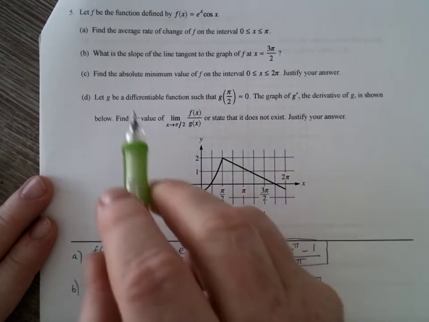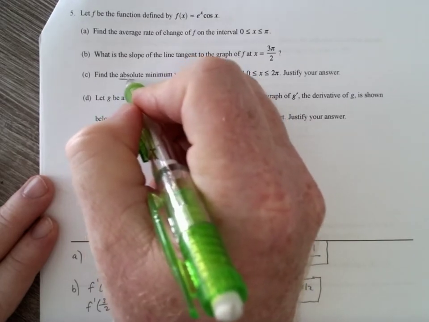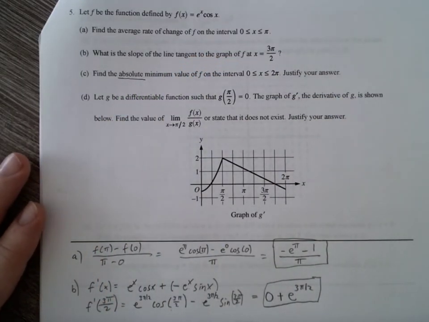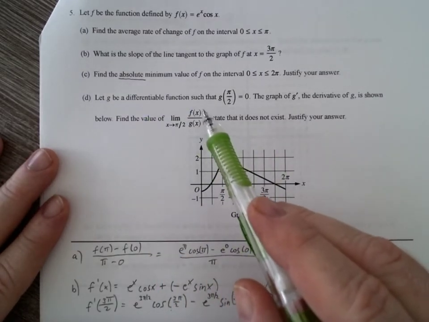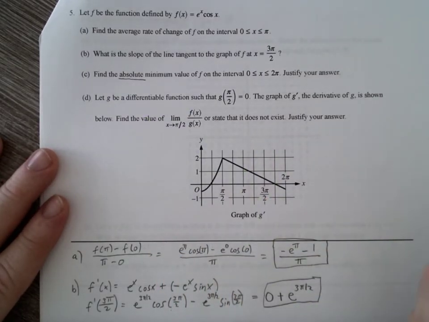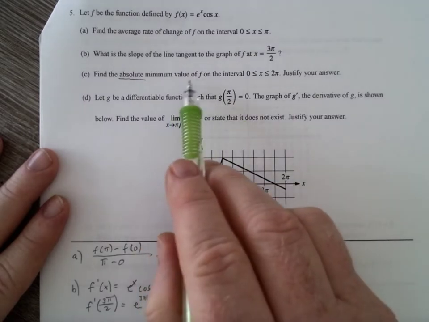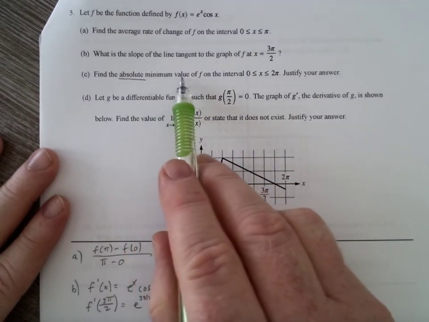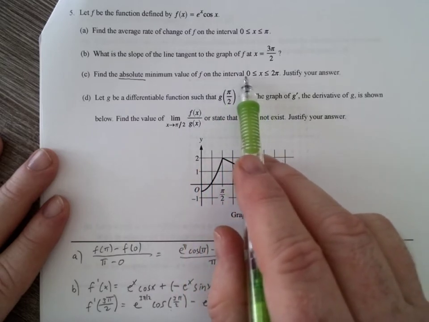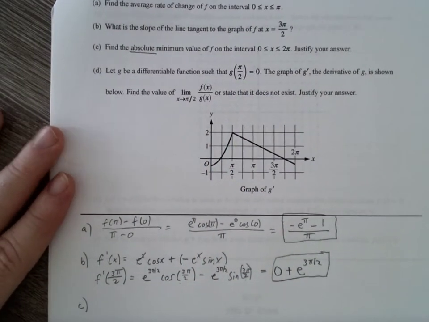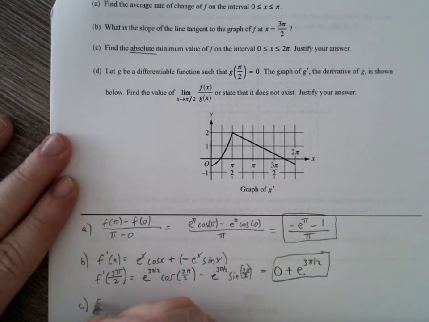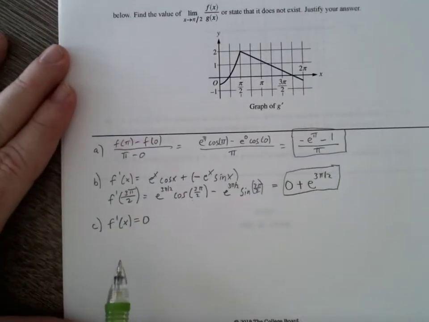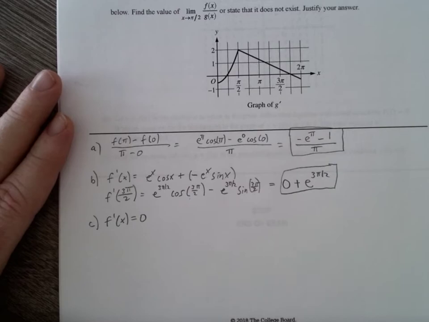Part C says find the absolute minimum. Absolute, hopefully you're already thinking EVT, which means we have an absolute minimum at an endpoint or any critical number in between the endpoints. Absolute minimum value of f on the interval 0 to 2 pi. The first thing we need to do is say where our critical numbers are, and our critical numbers are when f prime is equal to 0.